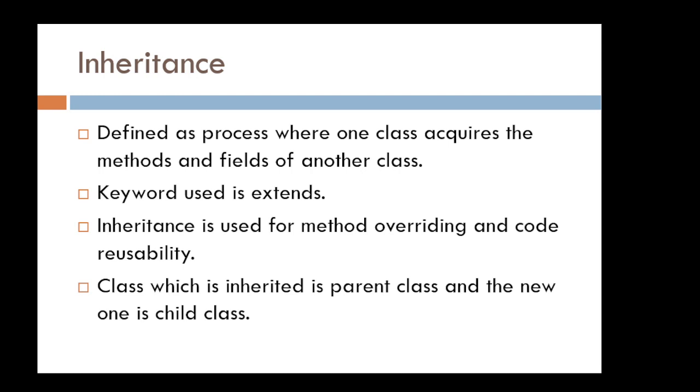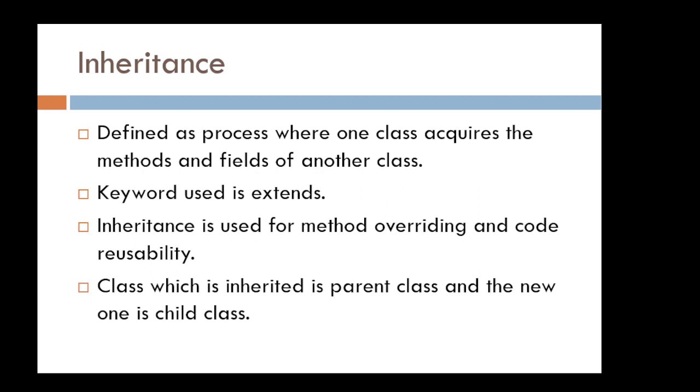Next is inheritance. What do you mean by inheritance? The word inheritance suggests that one class is inheriting the properties of another. The class which is inheriting the properties is known as the derived class, and the class from which it is inheriting, meaning it is using the properties and the methods of that class, is known as your parent class.